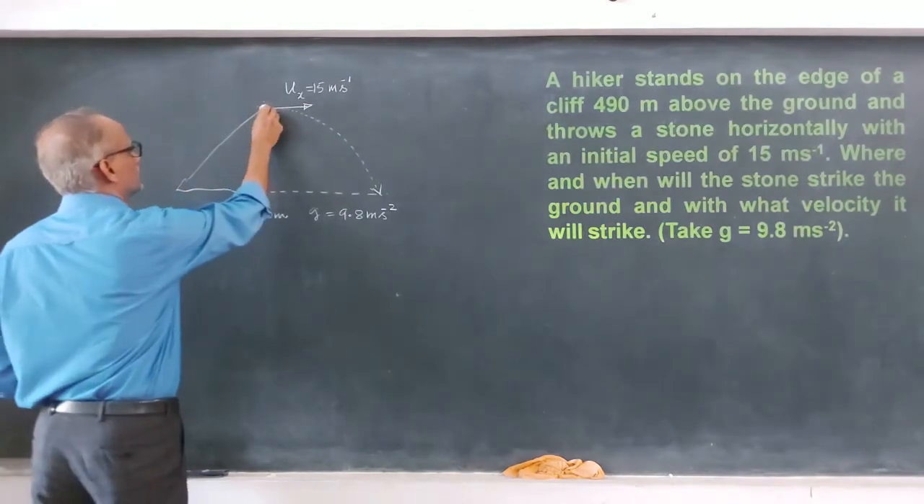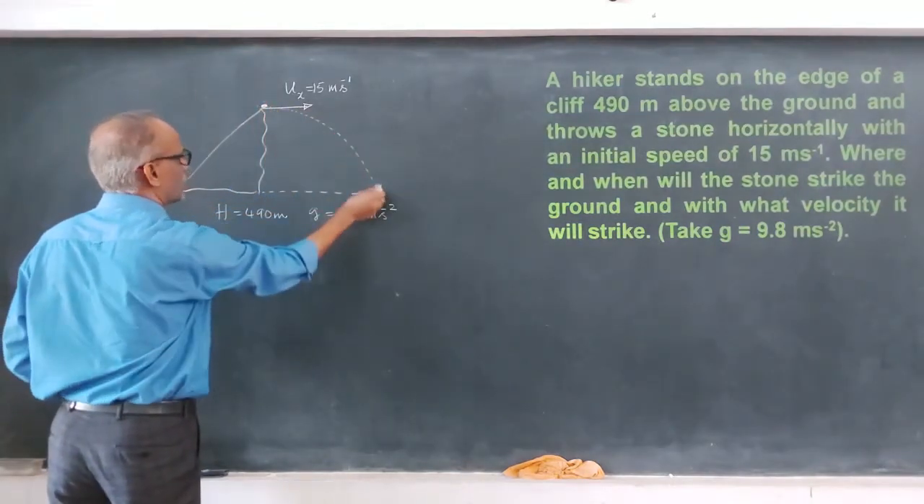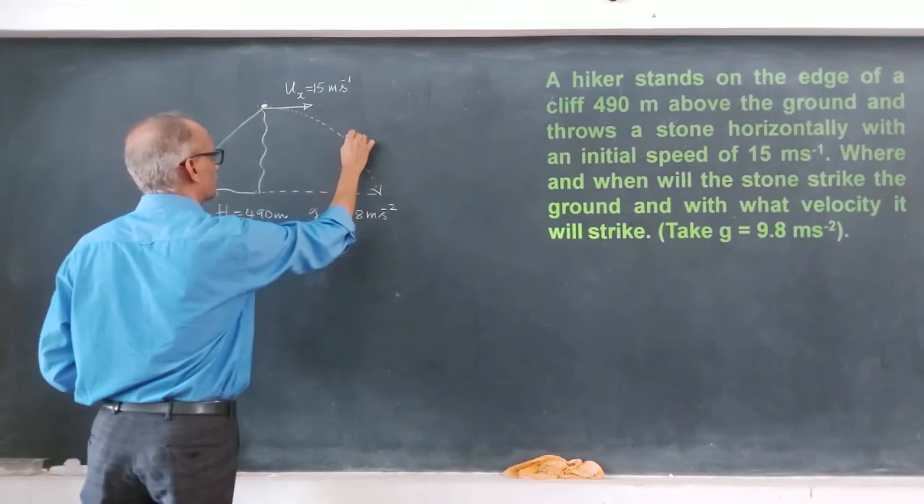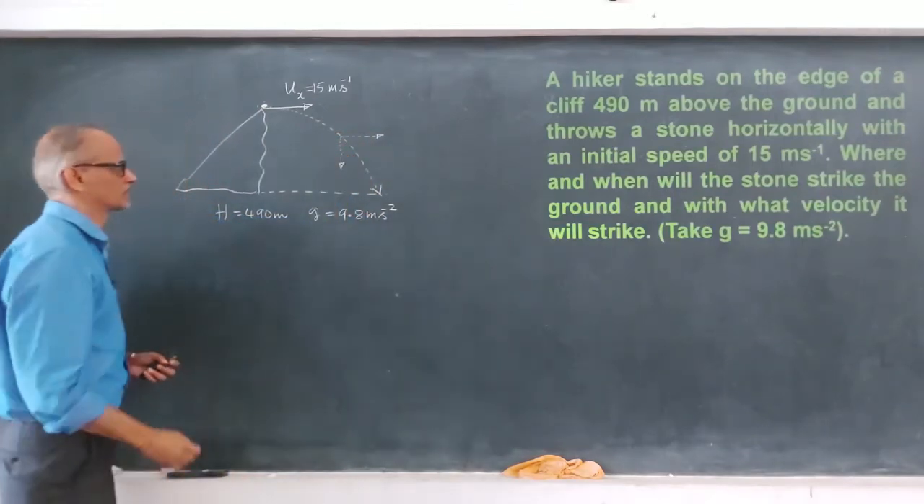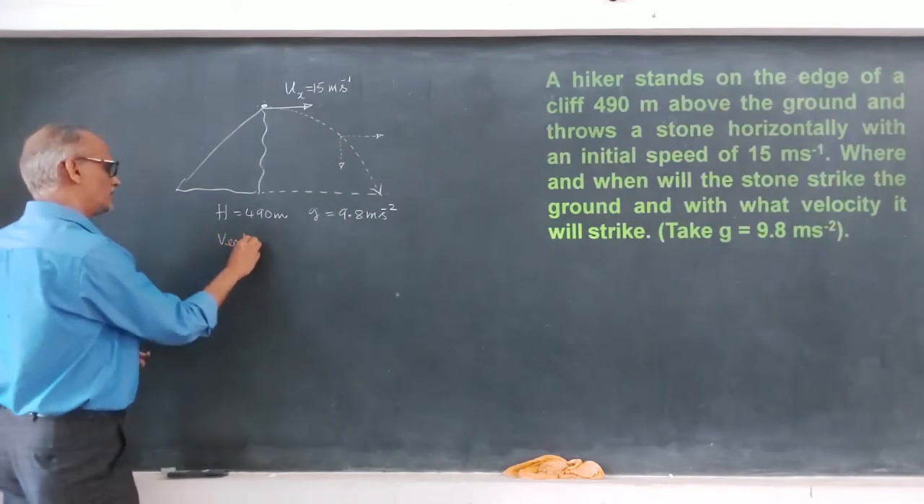See here, whenever it moves like this, it moves in a projectile motion. So therefore, there will be always a horizontal motion as well as the vertical motion. So first I am going to consider the vertical motion.